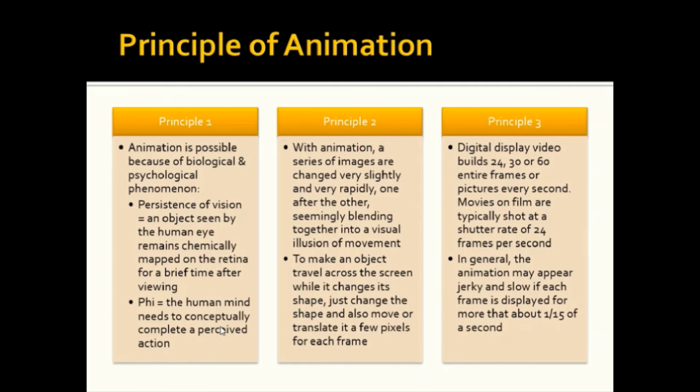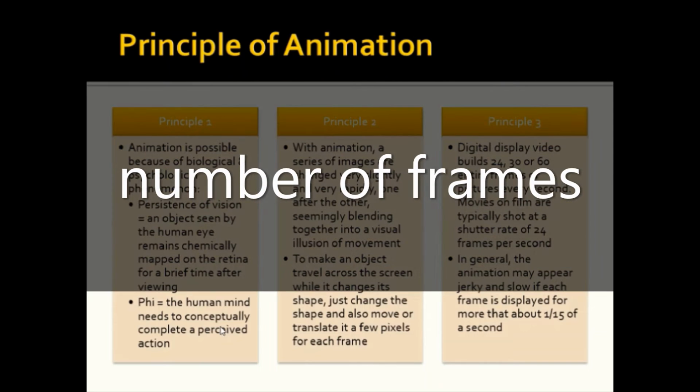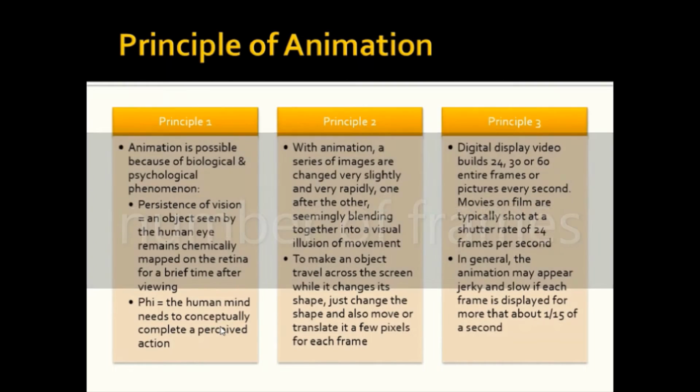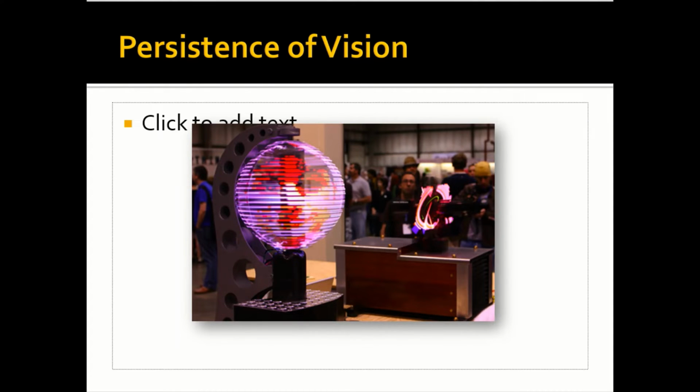And finally, the third principle, which talks about the typical shutter rate for movies and film, which is about 24 frames per second, in which, in general, if the animation is played at about 1/15 of a second per frame, this will actually create a jerky and slow movement to the animation. This is another example of persistence of vision, which you could probably find in a place like a science centre.